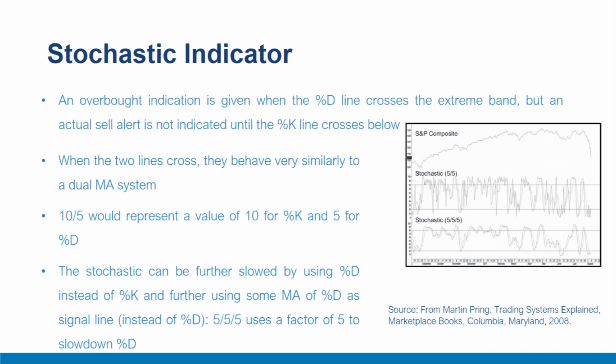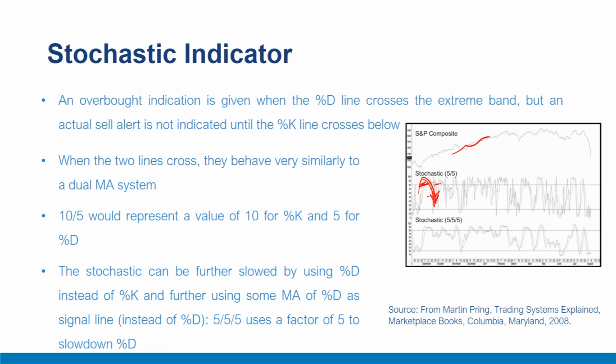So here we have the price on the top, and the 5-day percent K and percent D indicators for 5 periods. Percent D is set up, and percent K is also for 5 days. This is plotted here. The signals are generated, and an overbought indication is given when the percent D line crosses the extreme band on the upper outer side. But the actual signal is generated when the faster percent K line crosses from above to below. So when the percent K line crosses the percent D line from up above to bottom, the signal is generated.